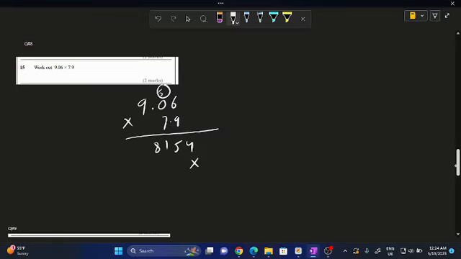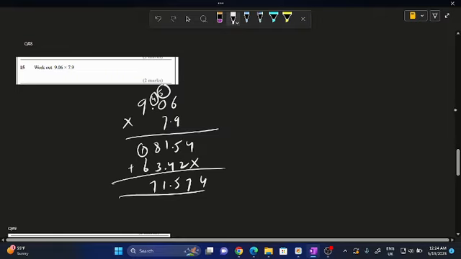7 times 6 is 42, 2 can be written, 4 can be taken as carry. 7 times 0 is 0, and 0 plus 4 would be 4. 7 times 9 would be 63. Add the relevant terms. 4, 7, 5, 11, 1 can be written, 1 can be taken as carry, 7. So your answer would be 71, because the decimal point will retain its position. So 71.574. That would be the answer for question number 8.